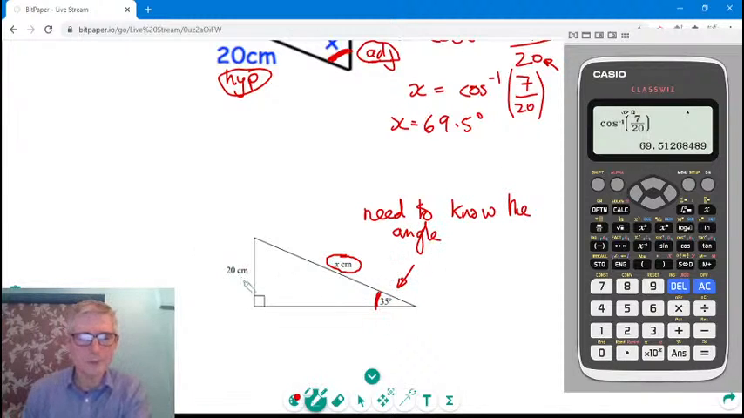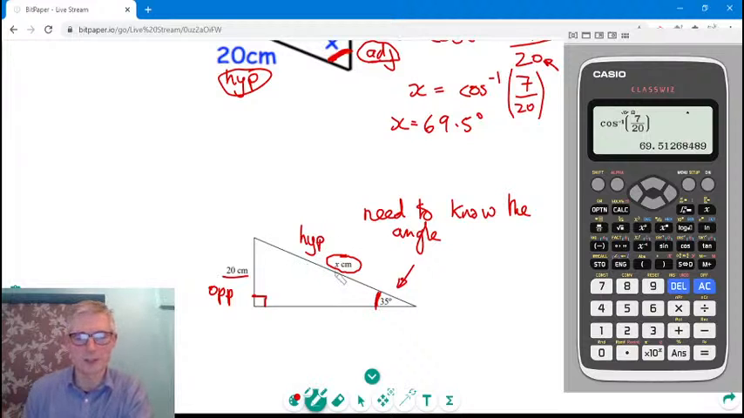So we're still going to look at which sides we've got. The 20 is the opposite. And the x is the hypotenuse because it's opposite where the right angle is. Also, the hypotenuse is the longest side.